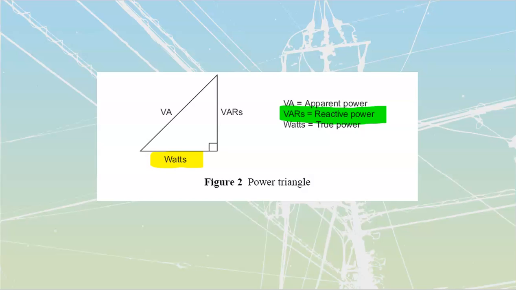We can counteract it. We can find a way to deal with this, and we'll cover that later on in power factor correction. But when we have it inside of our circuit, it's just not awesome for the circuit.